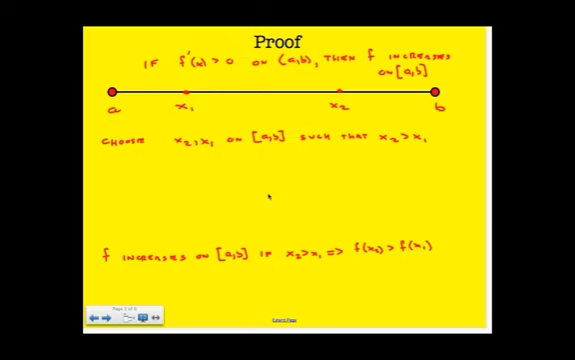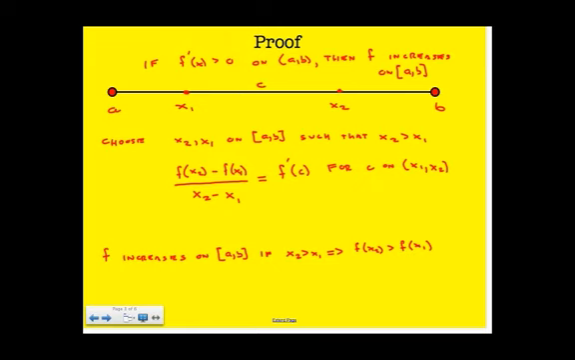Okay, now here's what we're going to do. We're going to calculate this number right here, f of x2 minus f of x1 over x2 minus x1. This is the average rate of change of f on the interval x1 to x2. The mean value theorem says that that has to be equal to f prime of c for some c on the open interval x1, x2. So that's what the mean value theorem guarantees us.